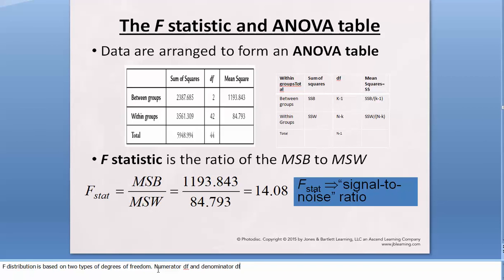The numerator degrees of freedom, see, let me put that in here, and the denominator degrees of freedom. Actually, the numerator degrees of freedom will be the degrees of freedom which is coming from the numerator, so it will be 2. Denominator degrees of freedom here will be 42. Okay, so you need these to refer to the tables.